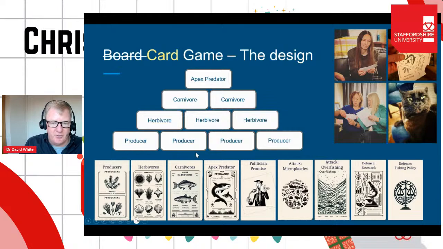There are attack cards. If you give another player an attack card, they have to put one of their cards, for example a producer, back on the pile. There are overfishing cards, but you can also defend against them with defense cards, things like research cards and fishing policy cards, which defend against those attacks. And there are more cards than this, but these are the ones that fitted on this slide.